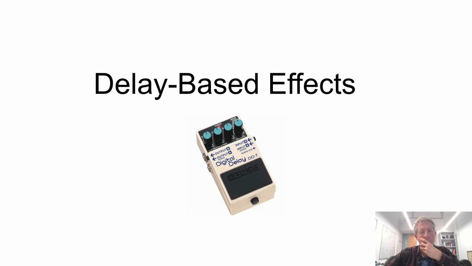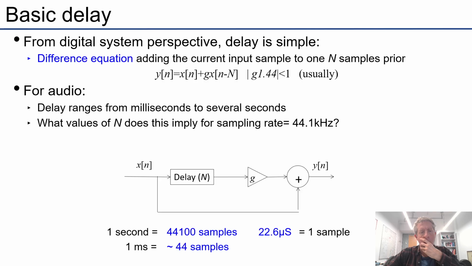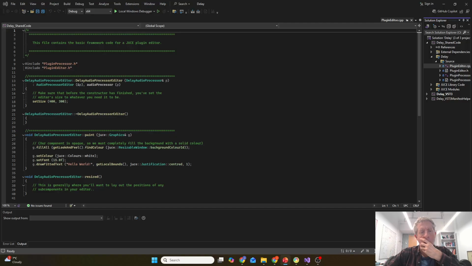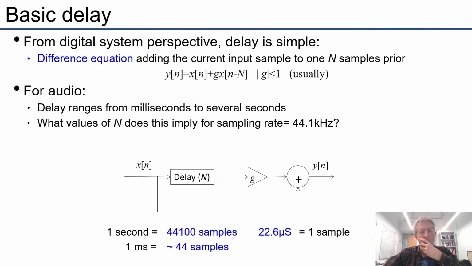So here we go. The basic delay, as I mentioned, is really quite simple. The basic delay is simply that the output is equal to a sum of the direct signal, that's x of n, plus some gain times a delayed version of that original signal. The gain is almost always going to be set to a value less than 1.